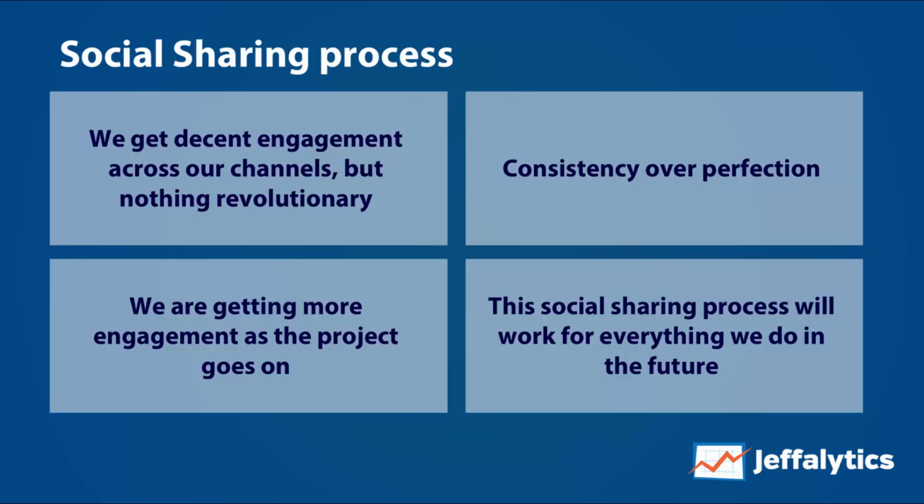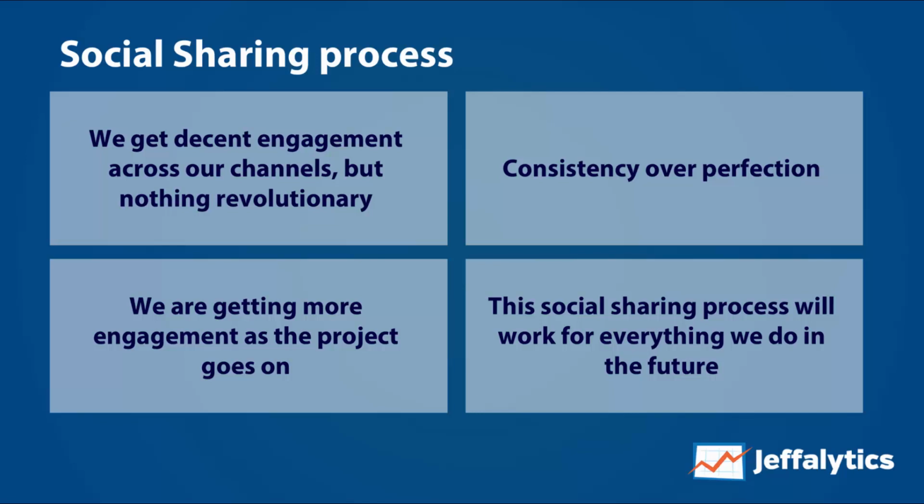With the way that we do things right now, we do get decent engagement across our channels. People are liking almost all the posts. We're getting favorites. We're getting all those different shares that are happening that you want. But it's nothing revolutionary. We're not getting the most amazing results that I've ever seen from something. It's good, but it's not revolutionary. And the reason why is because we're choosing consistency over perfection.